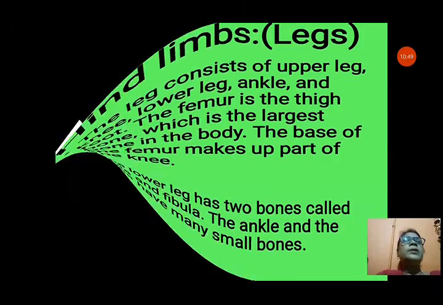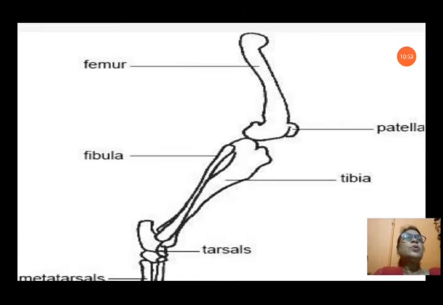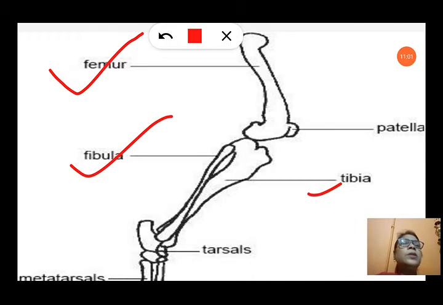Just like the hand, it is also the same structure, but the names of the bones are different. You can see here also the upper leg has only one single bone called femur, and the lower leg has two bones, fibula and tibia. You can see tarsals and metatarsals, these are in the toes and feet, they have many small bones.